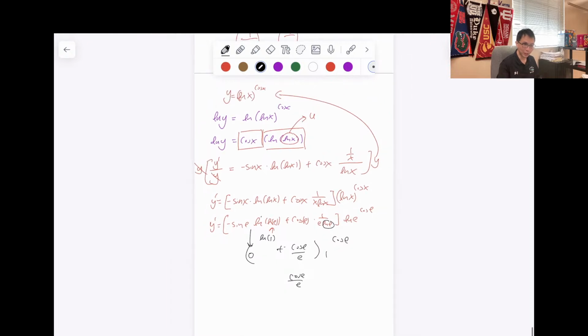So now the equation of the tangent line. McKenna, what you just found is the slope. And then you're going to plug into the equation of the tangent line. What's the point? e and what? 1. So it's y minus 1 equals cosine of e over e times x minus e.